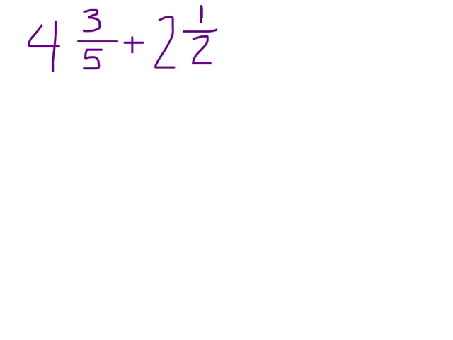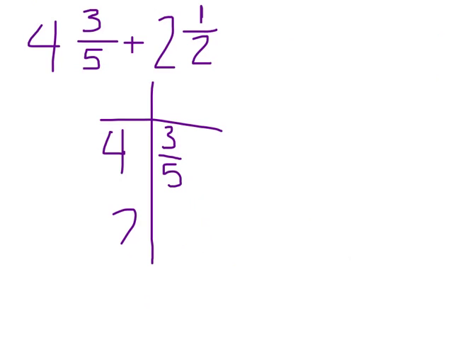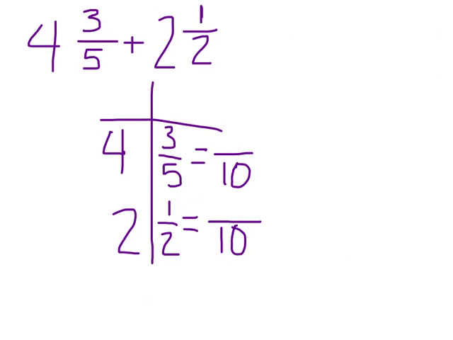Let's do another example. Draw your t-chart for 4 3/5 and 2 1/2. The first thing that I need to do is find the least common denominator. Do that now. The least common denominator is 10 in this example. Now change each fraction so that it's an equivalent fraction over the least common denominator. What is 3/5 going to equal? Well, 5 times 2 is 10, and 3 times 2 is 6. What is 1/2 going to equal? 2 times 5 is 10, and 1 times 5 is 5.